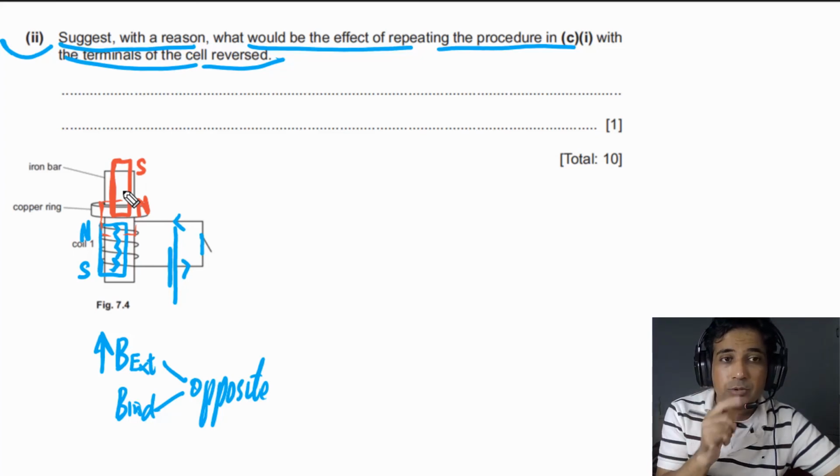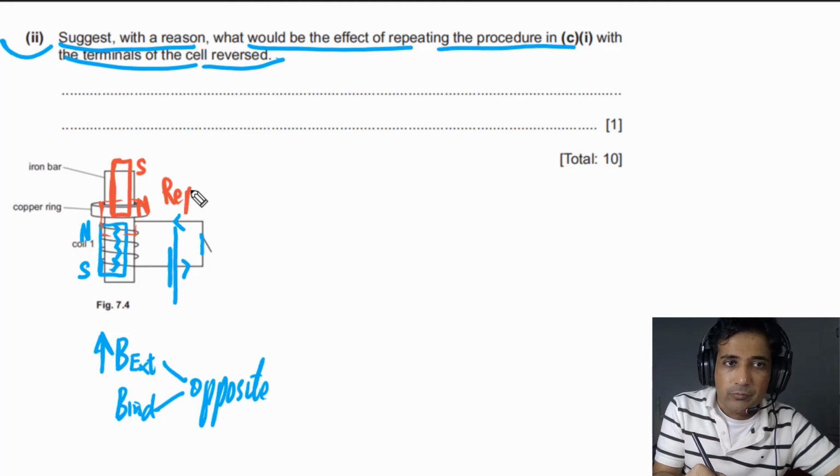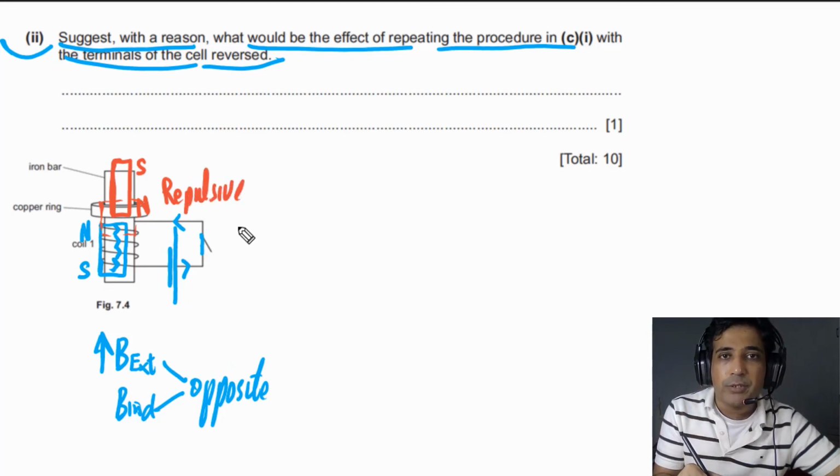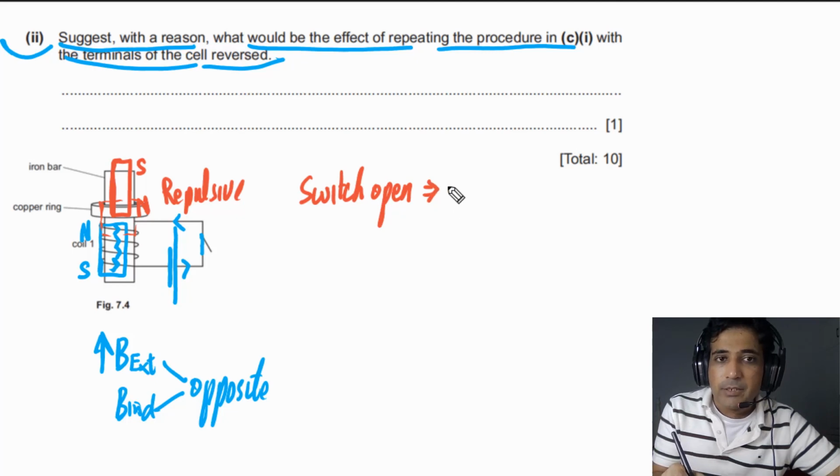But you also need to understand, even if you open the switch, in this case the force will be repulsive. But vice versa is true when you open the switch, because the magnetic field here will decrease. So there will be an attractive force on the ring. So switch open, attractive force. They can ask you next time about this. When you open the switch, what will happen? There will be an attractive force, so the ring will be attracted downward.